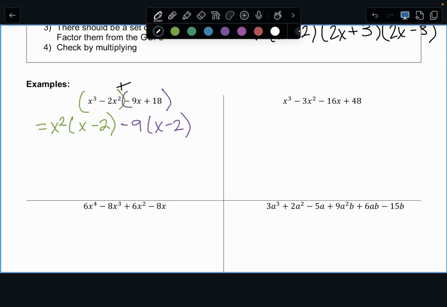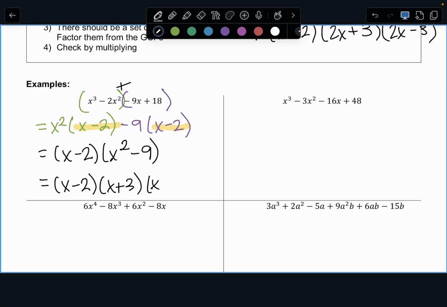So one of my factors is for sure my matching parentheses, x minus 2. If those parentheses don't match, something wrong happened. You got to go back, try again. You probably pulled out the wrong GCF. So x minus 2. And then what's my other factor? X squared minus 9. There we go. Difference of squares again. X minus 2, x plus 3, x minus 3.